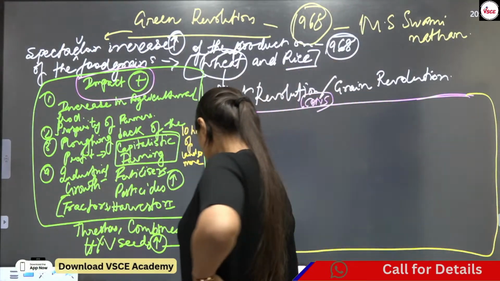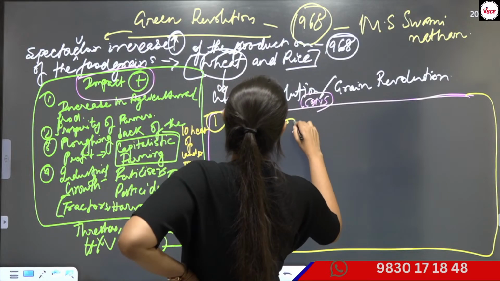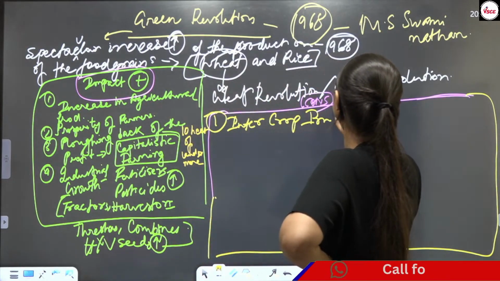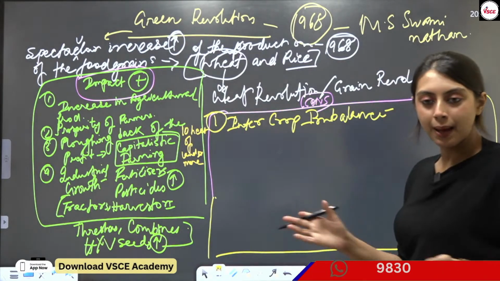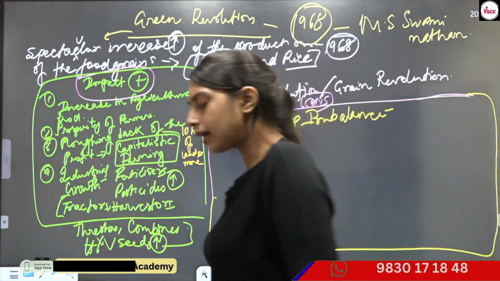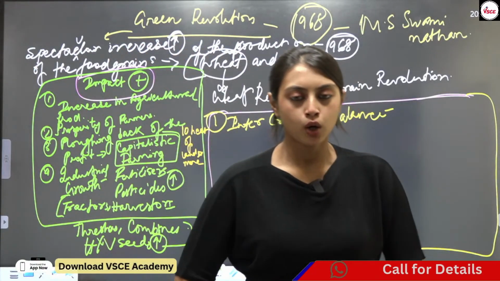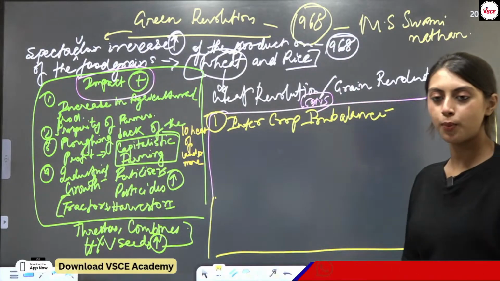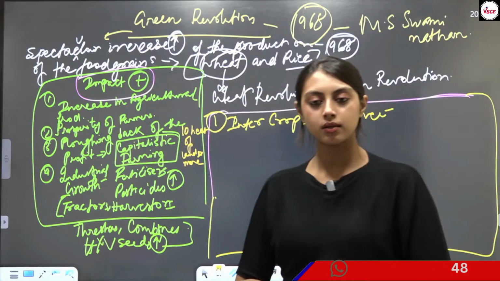The first thing is the intercrop imbalance. What do you mean, ma'am, by intercrop imbalance? That means, let's talk about something else like tea, coffee, jute, sugarcane, tobacco. Are they increasing? No. What is increasing? Wheat, rice.